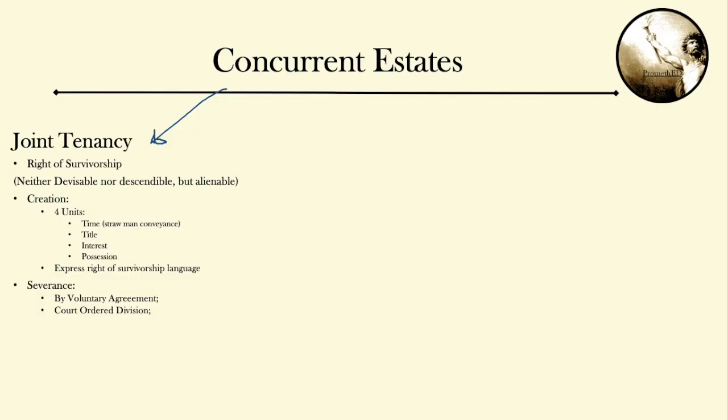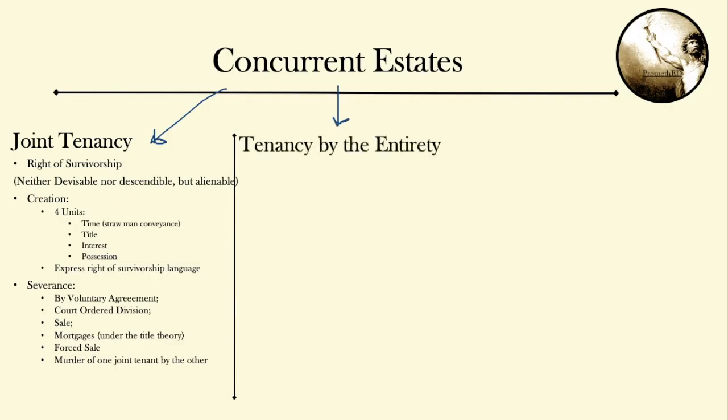Another possibility to sever the joint tenancy is an inter vivos conveyance, such as a sale. And a mortgage can also sever the joint tenancy, but only in those states where the title theory of mortgages is applied. Also by forced sale, and of course we are not going to reward one of the joint tenants for murdering the other one. Let's discuss now the second kind of concurrent estate, the tenancy by the entirety.